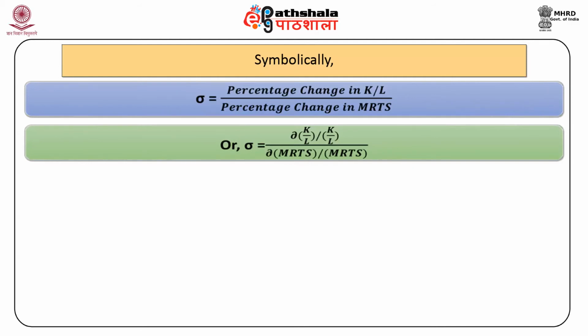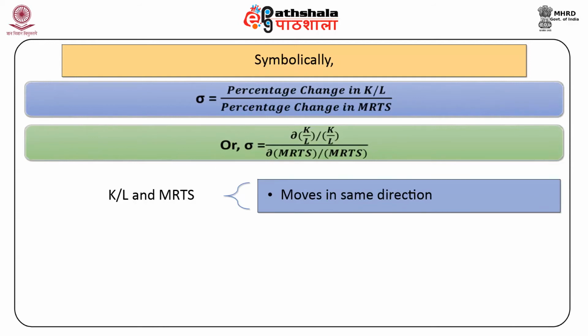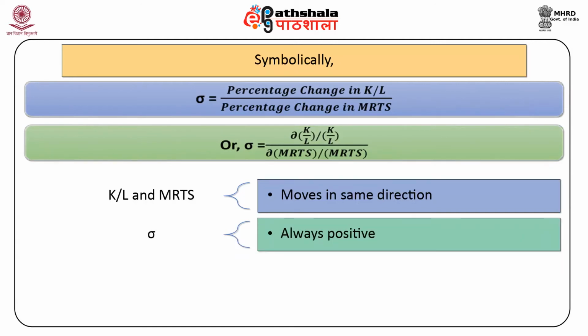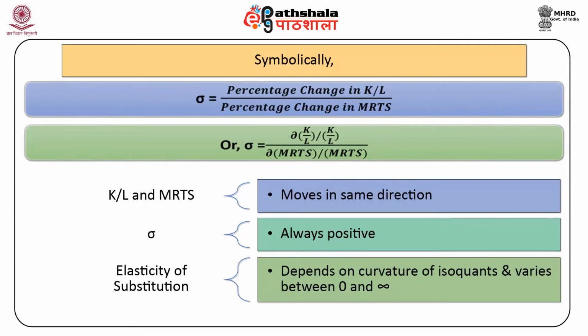Since throughout an isoquant both K/L and MRTS move in the same direction, the value of the elasticity of substitution is always positive. Moreover, the value of elasticity of technical substitution depends on the curvature of the isoquants. It varies between 0 and infinity depending on the nature of the production function. Production function determines the curvature of the various kinds of isoquants.